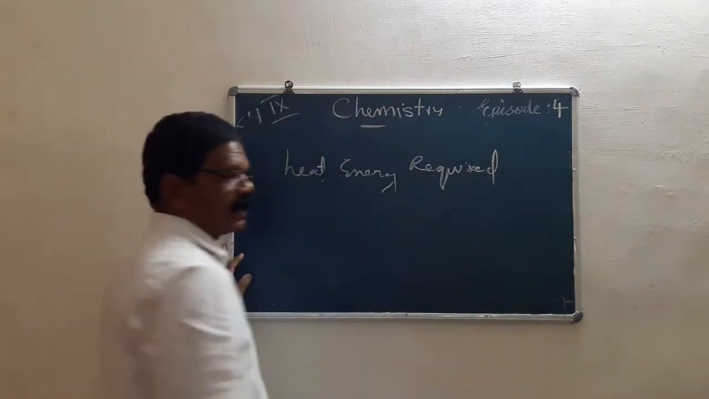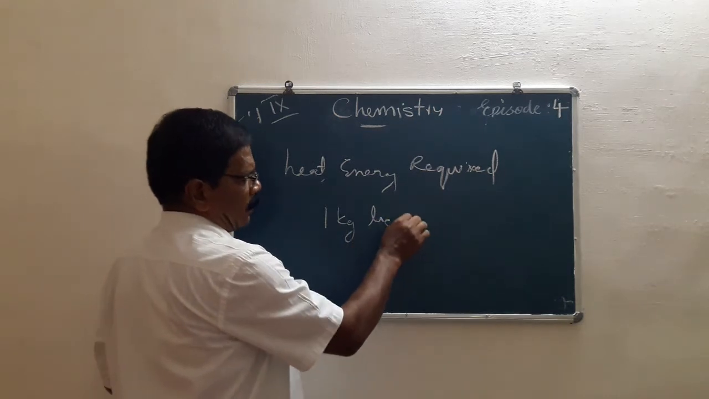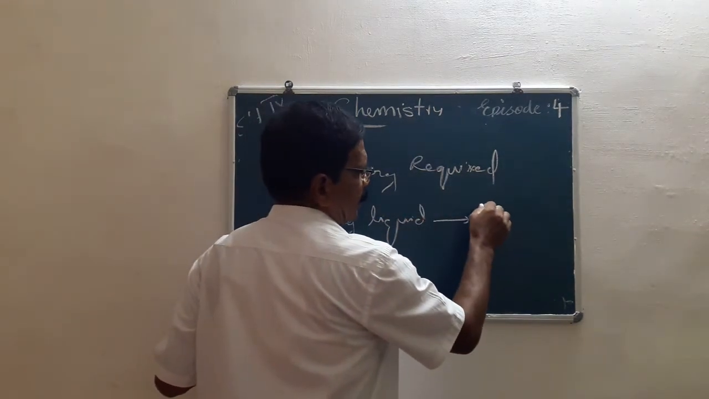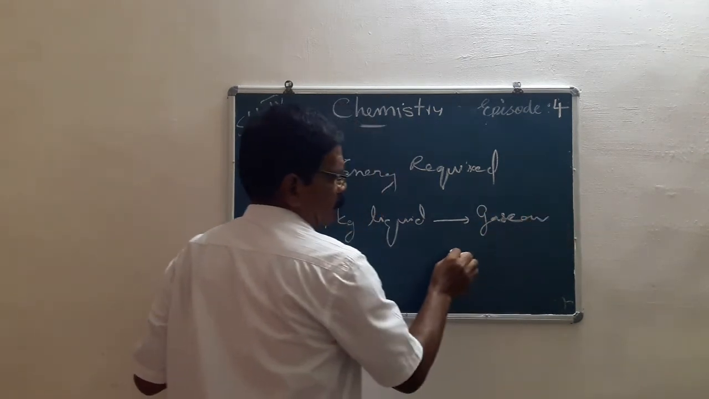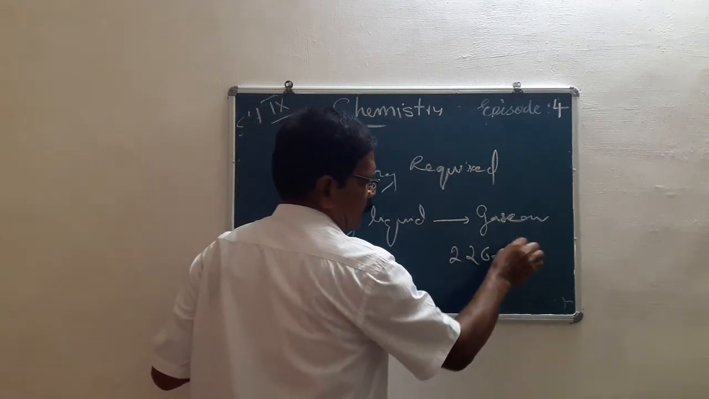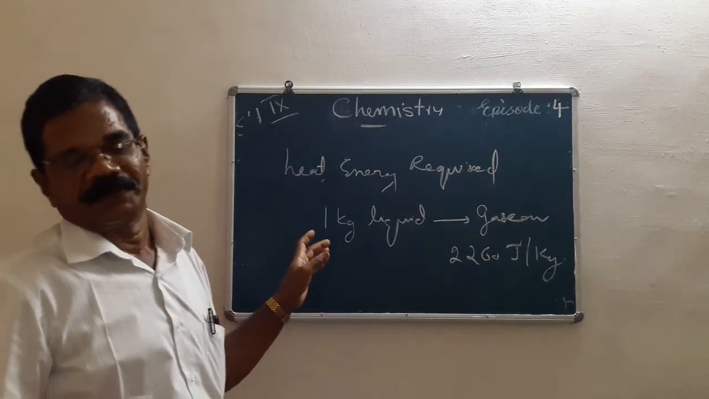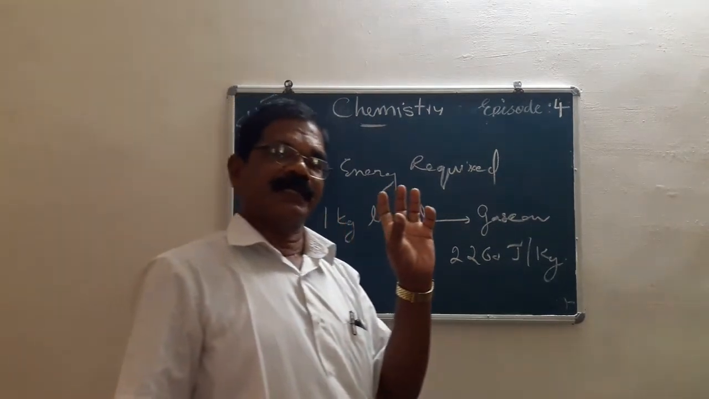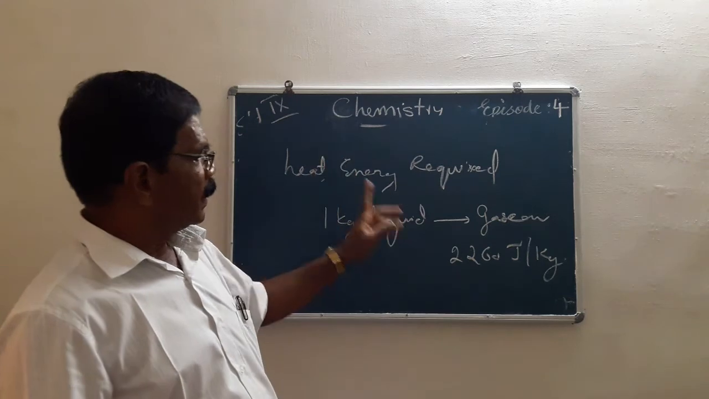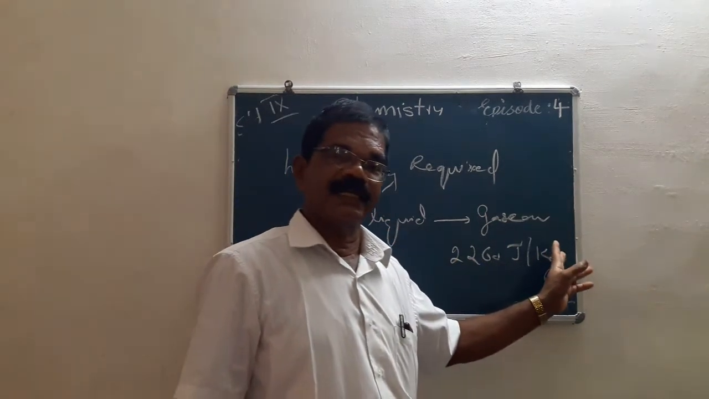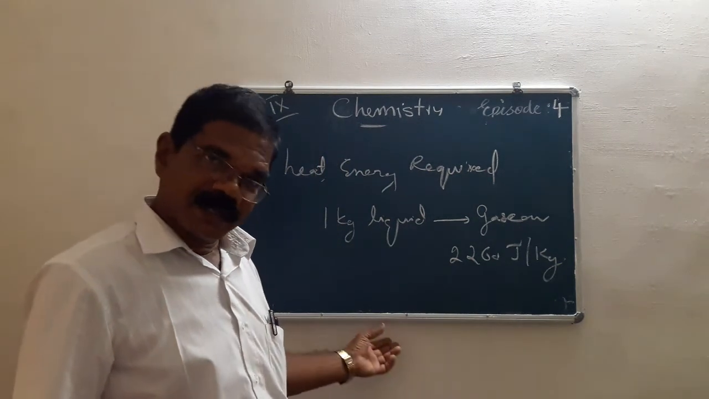Similarly, the energy required to convert 1 kilogram of liquid to the gaseous state is 2260 joules per kilogram. You can redefine the latent heat of vaporization: the amount of heat, in joules, required to convert 1 kilogram of liquid to a gaseous state at atmospheric pressure.